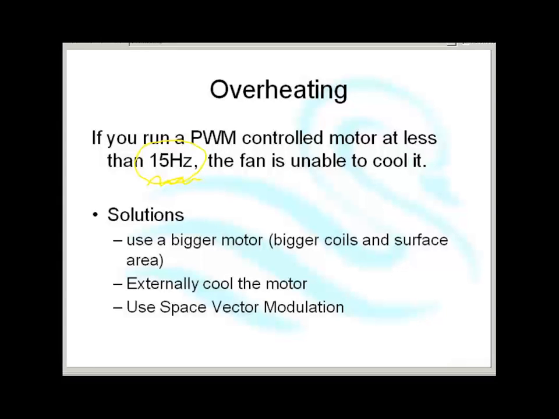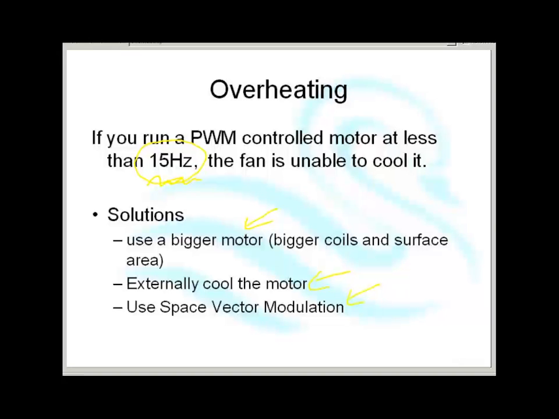Ways of fixing this: the way we fix this, use a bigger motor, bigger coils. The other way is to bolt a big fan on it. What you do is you have an external motor driving a fan which force cools it. That's a big solution. A lot of people do this. The third solution is what's called space vector modulation.